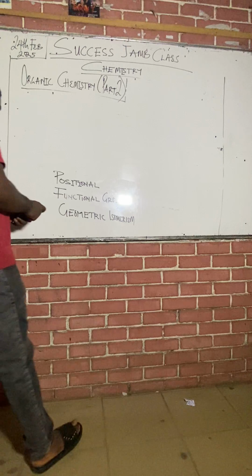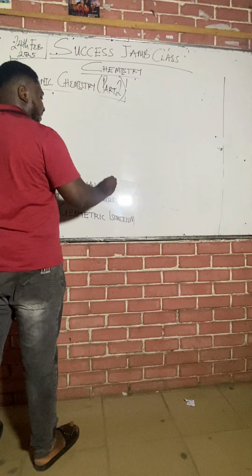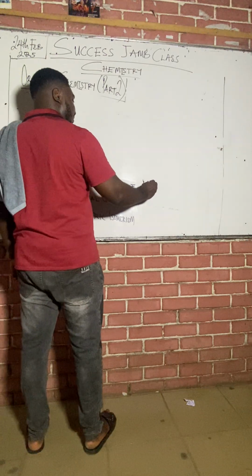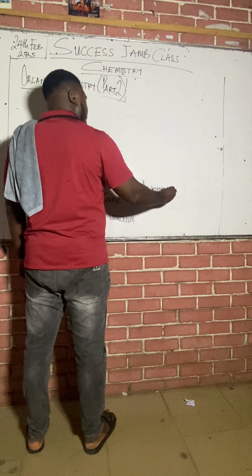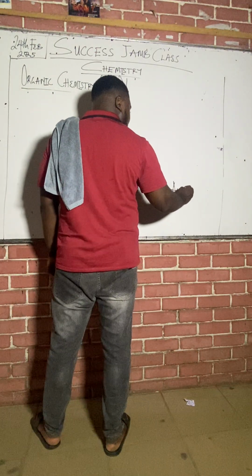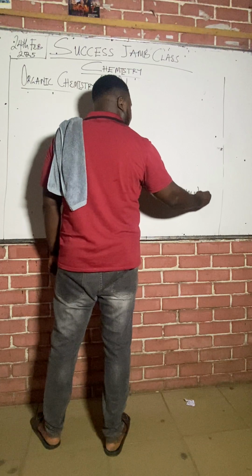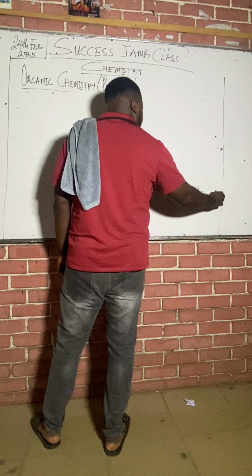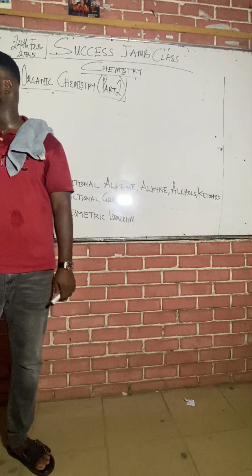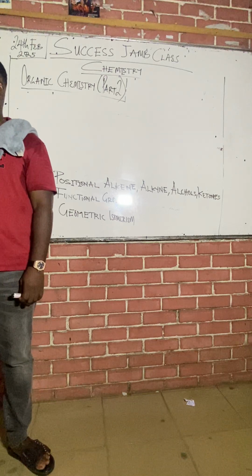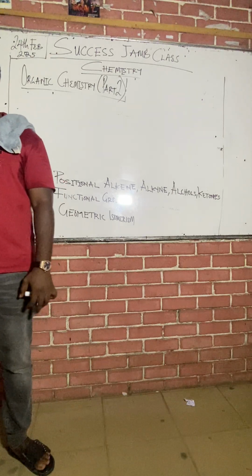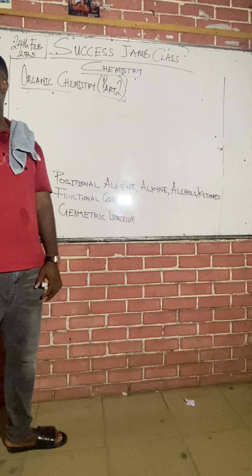You can see positional isomerism in the alkene family, and it also exists in the alkyne family. Examples of families that exhibit positional isomerism: alkenes, alkynes, alcohols, even the ketones can exhibit positional isomerism. Later on, when we come to functional groups, you will know all these functional groups. The ketones, also known as the alkanones, exhibit positional isomerism.